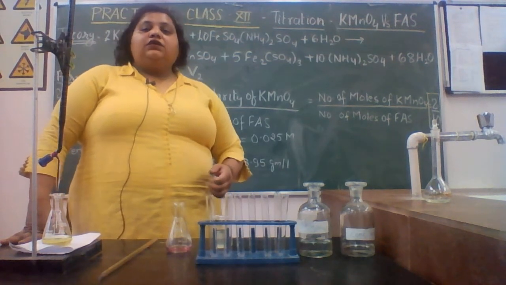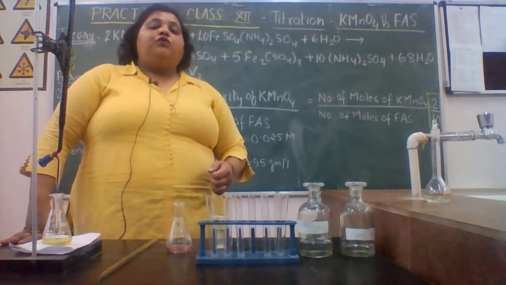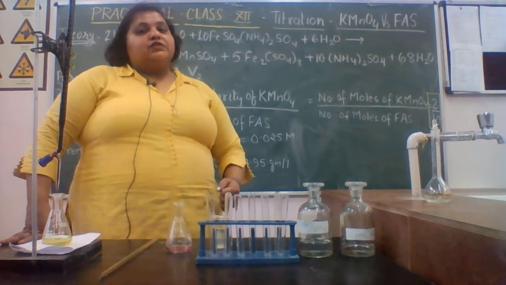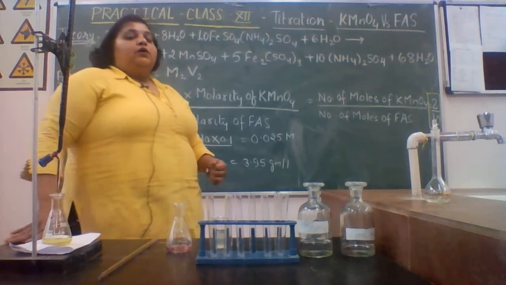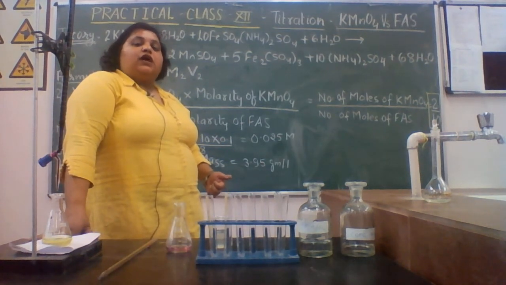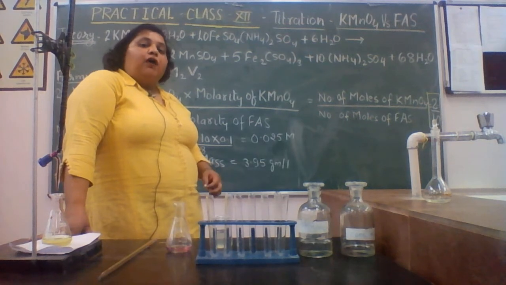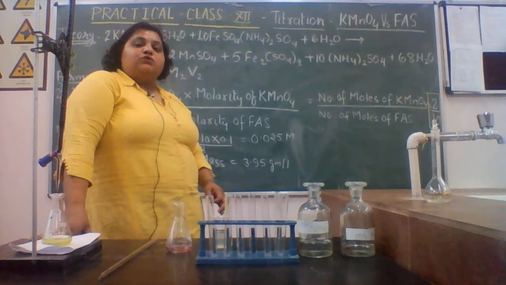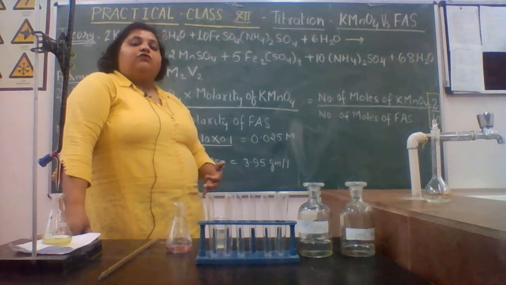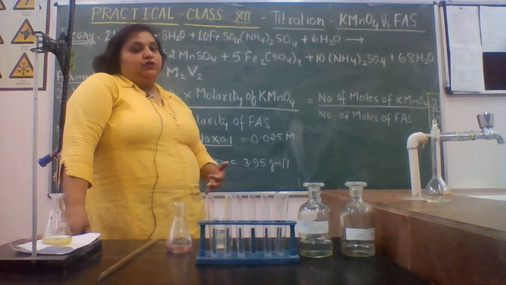The first thing that you have to do is prepare the standard solution of ferrous ammonium sulphate, and by the formula of the molarity, you will first calculate the amount that is required to prepare the solution. With the weighing machine, you will take the exact weight of the solute, right.